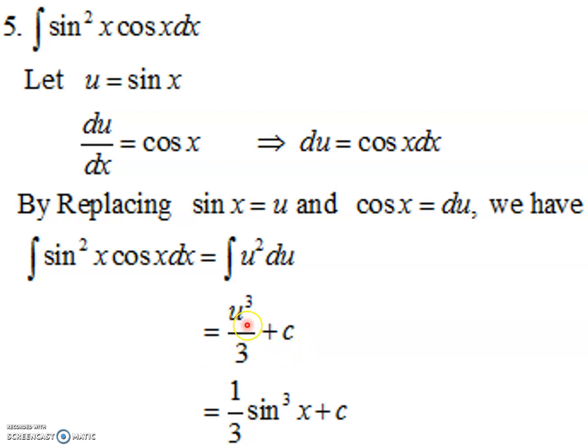What is the value of u? Yes, we know that u is equal to sin x. Resubstitute the value of u is equal to sin x. We derive 1 upon 3 sin cube of x plus c. Here we have to apply the integration of f dash of x into f of x. That is, we have to substitute f of x is equal to u. Then f dash of x dx is equal to du.